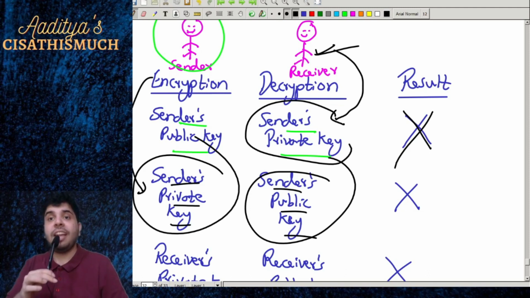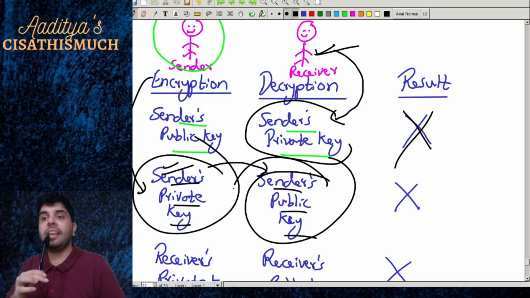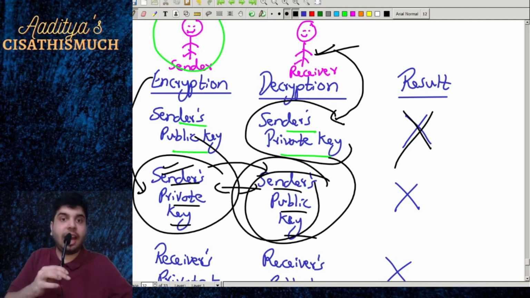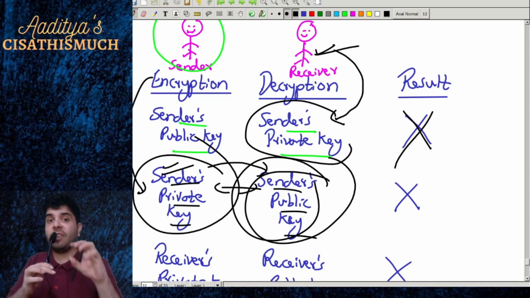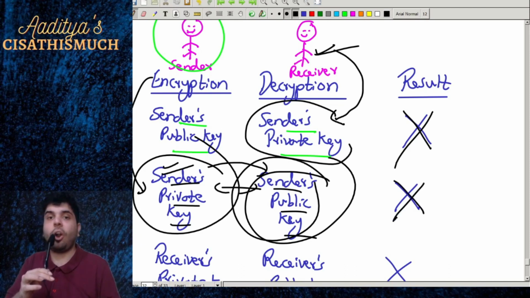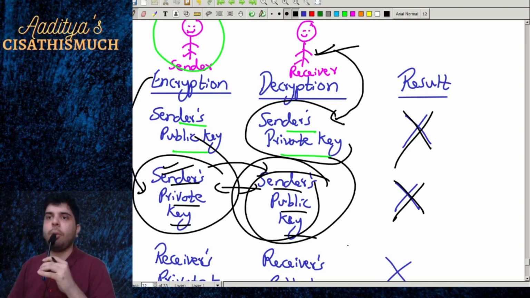So if the encryption is done using the sender's private key, it is supposed to be decrypted using the sender's public key, but the sender's public key is freely available. So anyone can decrypt that data, and this is not something we want. We want protection of the data. We don't want anyone to get access. So this is not something which will work. Even this combination is not working. Let's look at the next combination.